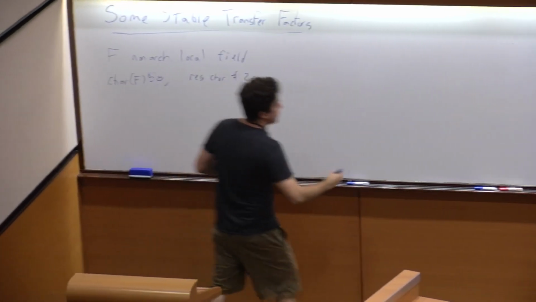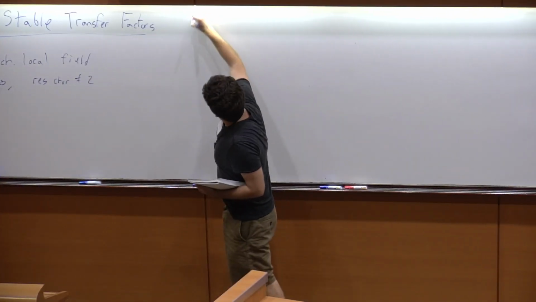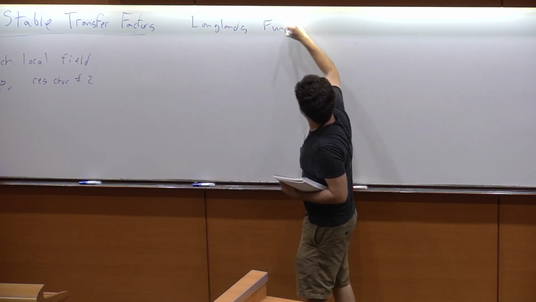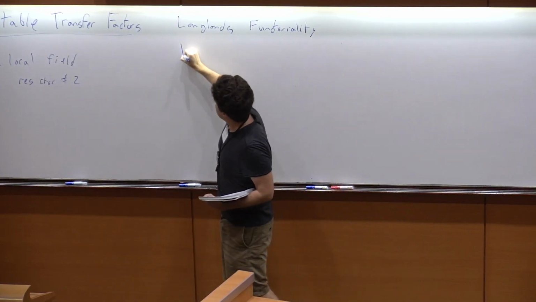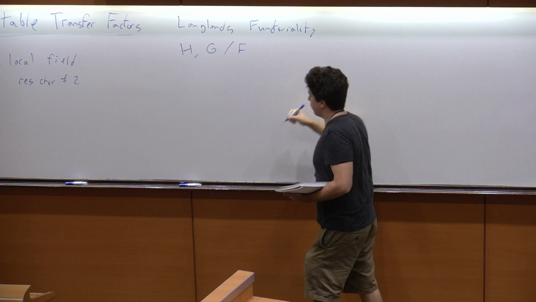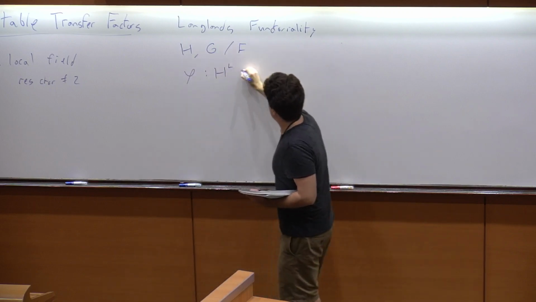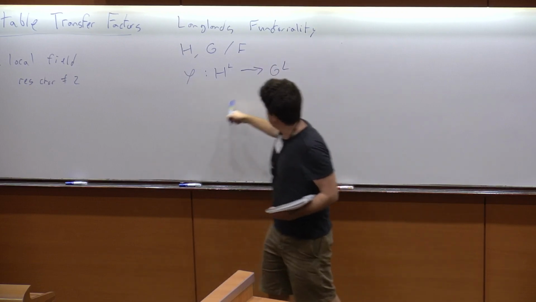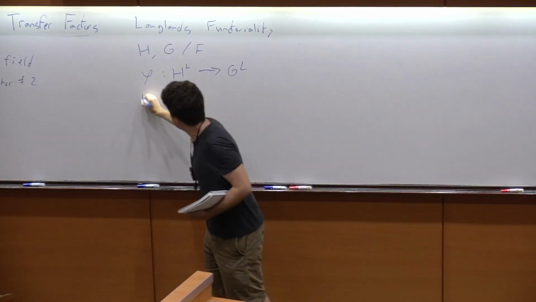All right, so as has been discussed numerous times thus far, this idea of Langlands functoriality says that if we have two reductive groups, H and G, defined over F, and we have some homomorphism between their L groups, this ought to give rise to a map between L packets of representations of H to L packets of representations of G.